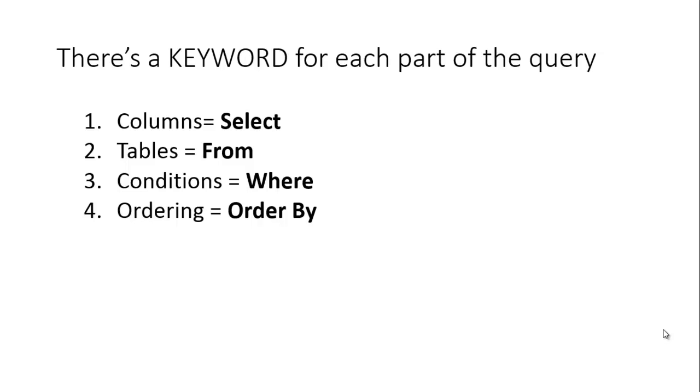The word you use in order to specify the conditions under which you want those columns is called where. And finally, ordering is quite simple, order by. So a query has these four parts: a select part, a from part, a where part, and an order by part. So let's use this knowledge and start playing around with Facebook and get some data out of Facebook.